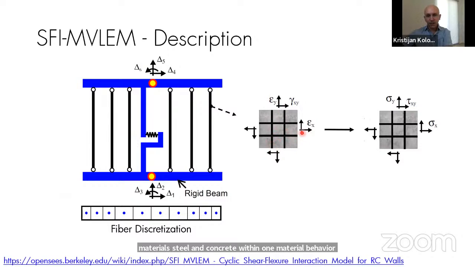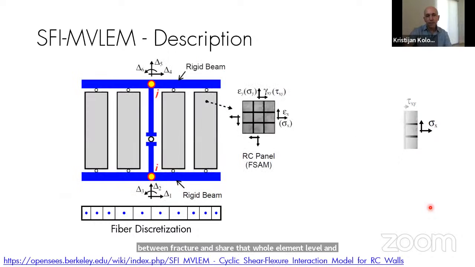And it couples, at this fiber level, the axial and shear strains and stresses. Through that axial and shear coupling at the fiber level, we are able to capture the coupling between flexure and shear at the whole element level. And that's really the key of this SFI model.